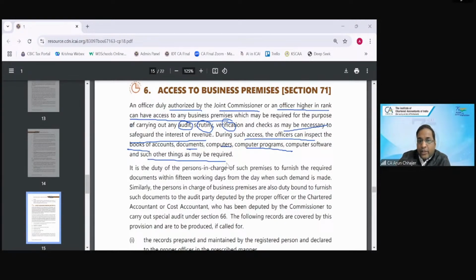It is the duty of the person in charge of such premises to furnish the required documents within 15 working days. Can you tell me, 15 working days, anywhere else we have discussed? I had read it somewhere.